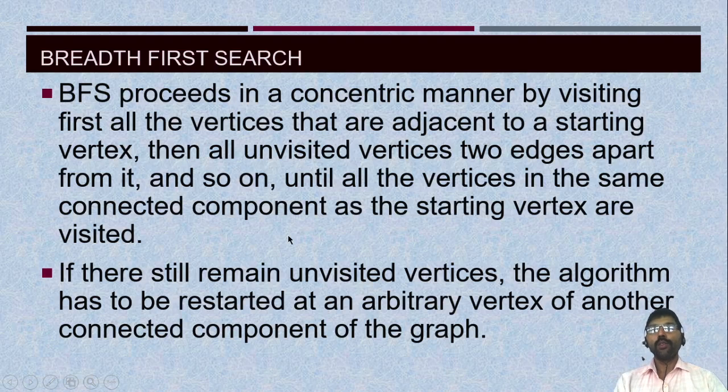The second traversing method is called breadth first search. In breadth first search, it will proceed in a concentric manner by visiting first all the vertices that are adjacent to the starting vertex, then all unvisited vertices 2 edges apart from it, and so on until all the vertices in the same connected component as the starting vertex are visited.